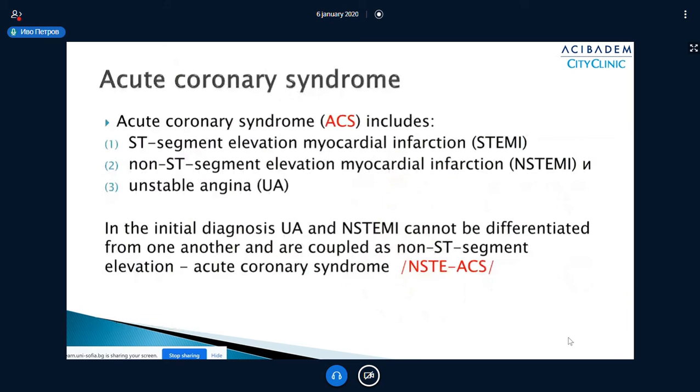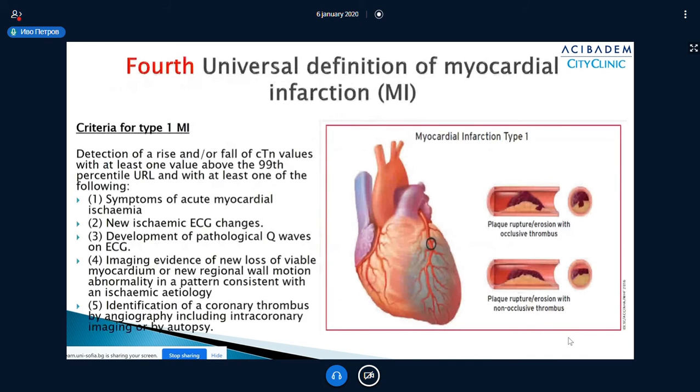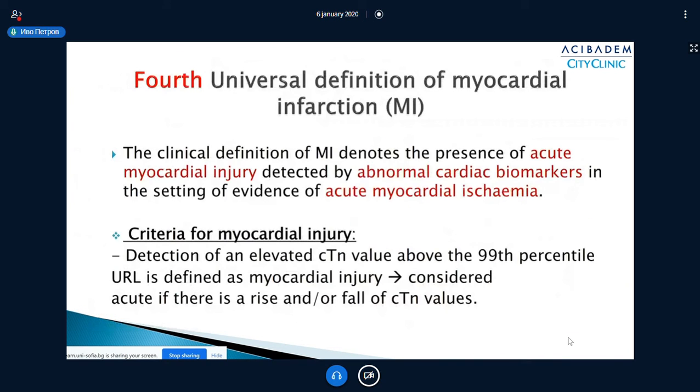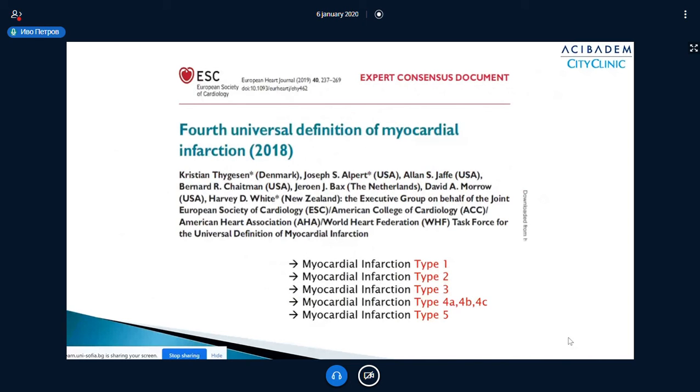We have, in fact, five types of myocardial infarction. These are in fact the definitions. And the most typical myocardial infarction is type 1. That is the atherosclerosis caused thrombosis of the coronary vessel. Type 2 is a myocardial infarction caused by a disbalance between the supply and the need.